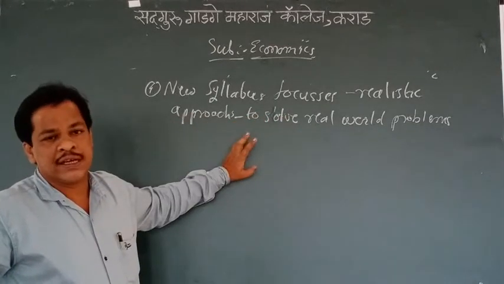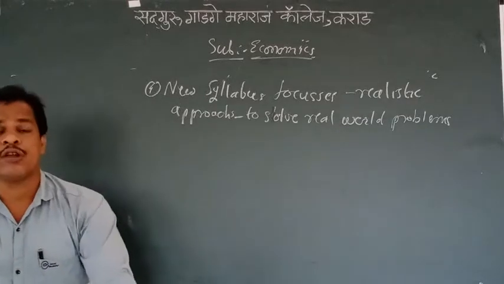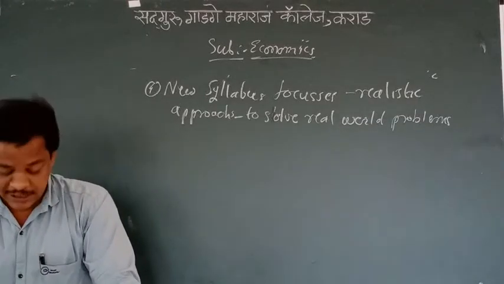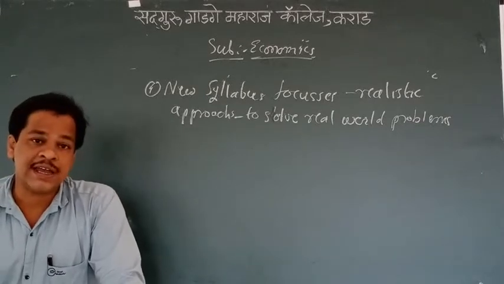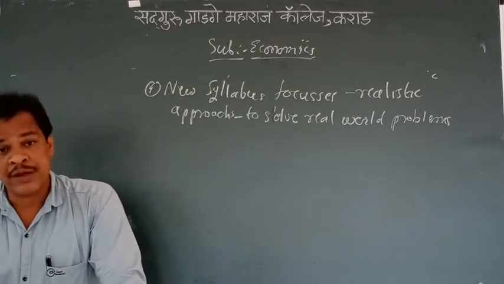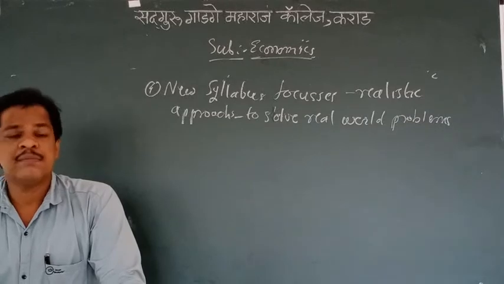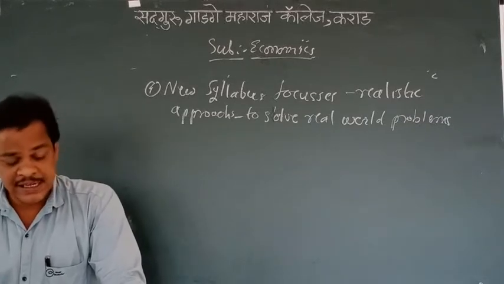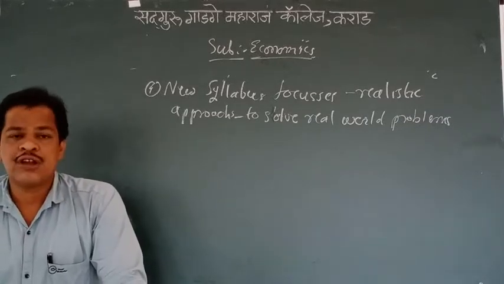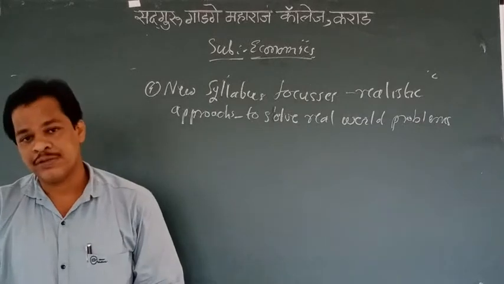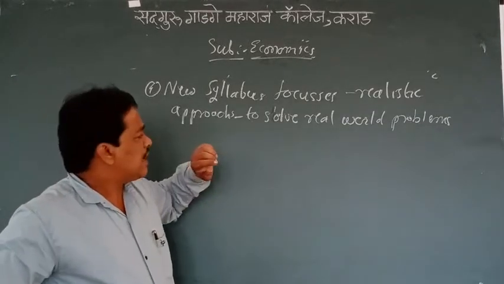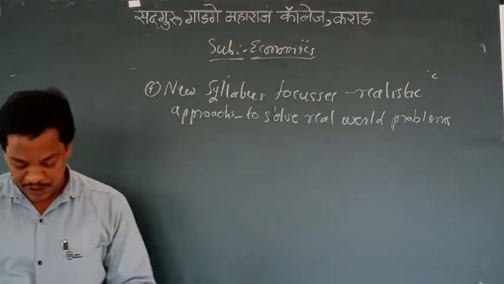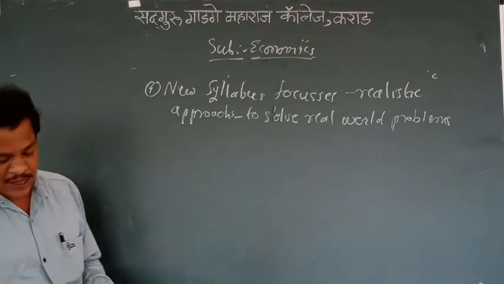What are the problems that are there? For example, basic problems. In the last lecture I discussed the basic problems. What kind of basic problems does our country have? There is population, poverty, unemployment. These are some basic problems which India is going to face at this stage. So you should have some idea about these problems. It is called how you are going to solve real world problems or realistic approaches. Point number five, that is about economic concepts.